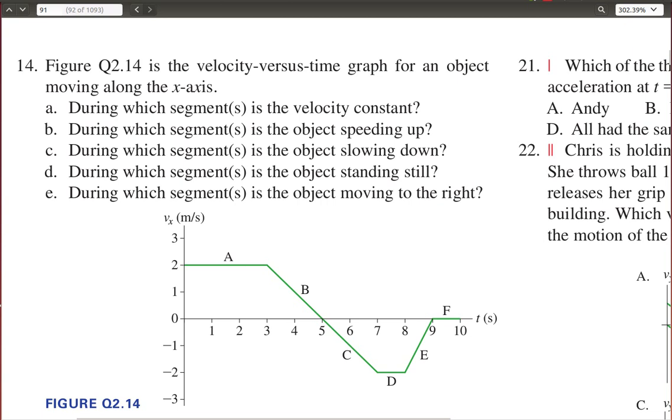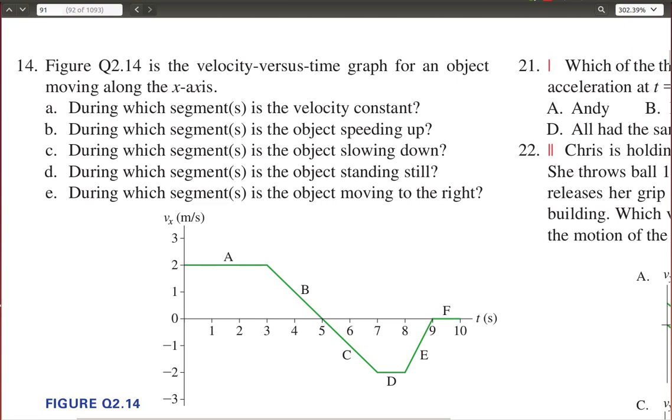Okay, part D. During which segments is the object standing still? So standing still means the position is not changing. A better way of thinking about it, or more straightforward way of thinking about it in this problem is, when is the velocity 0? When the velocity is 0, it's standing still. And there's only one segment where the velocity is 0. That's segment F.